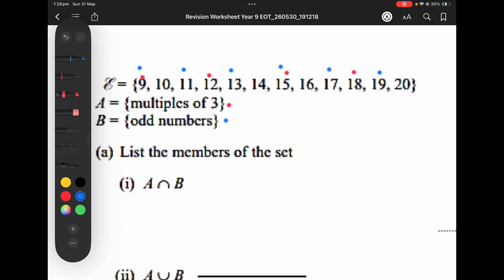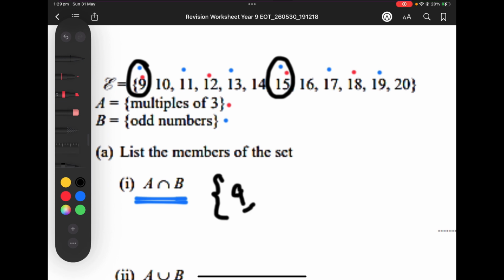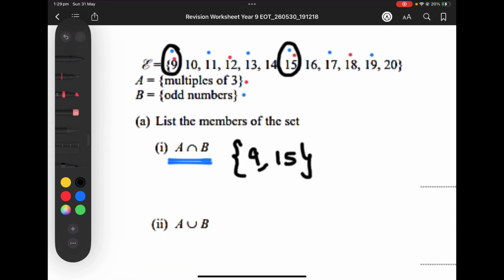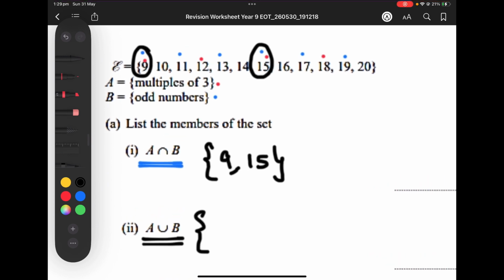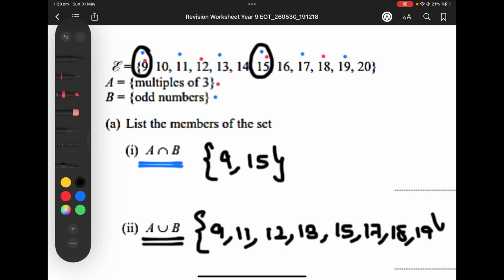Then it says which are the A intersection B terms, the common terms that are there in both A and B. So here I see this is in A and B, this is in A and B, and that is it. There are no other terms that are there again. So I will write the set over here. A intersection B is equal to 9 comma 15 would be the answer here. Then it says A union B. So all the terms that are there in blue and red will be written together. So that is 9, 11, though 11 is coming only in B and 12 is coming only in A, we'll still write them down. Okay, 15, 17, 18 and 19 would be the answers here.